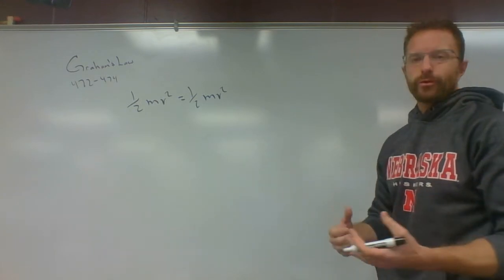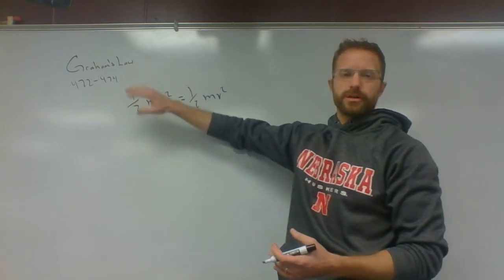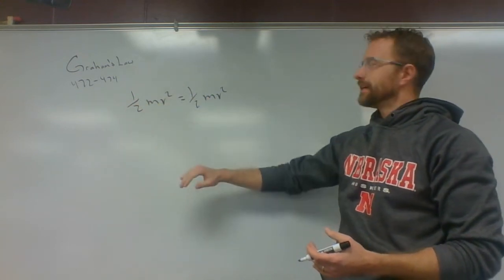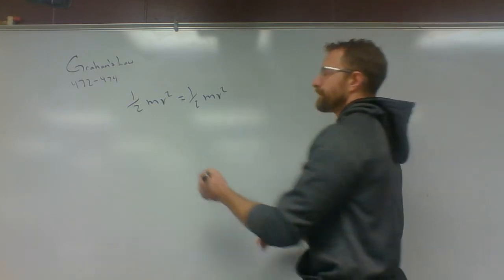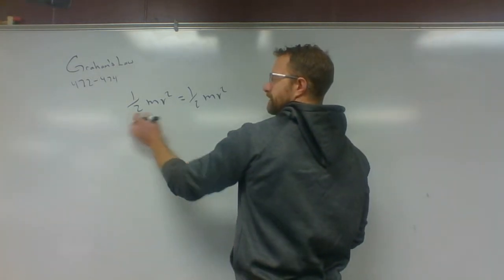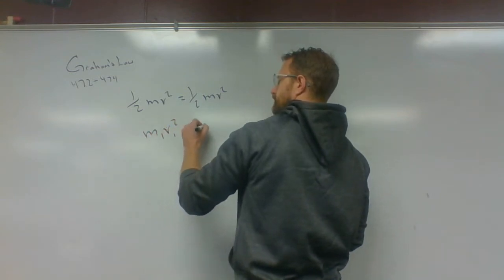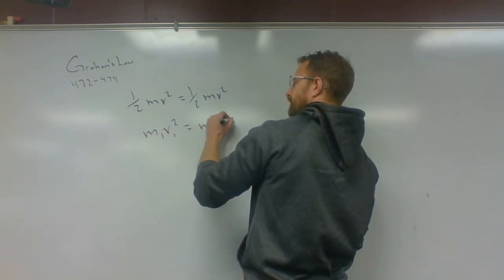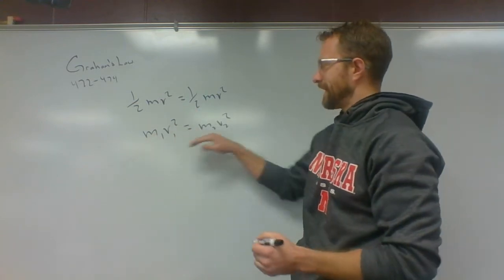Well, I want to rearrange this a little bit, because this is not the final version of Graham's Law of effusion, but really it just comes from this idea. You don't need to be able to derive this, but I think it's helpful to see where it comes from. I would just get rid of the halves, right? So then that's m1 v1 squared equals m2 v2 squared. Got rid of the halves, and I'm just going to label it gas 1 and gas 2.